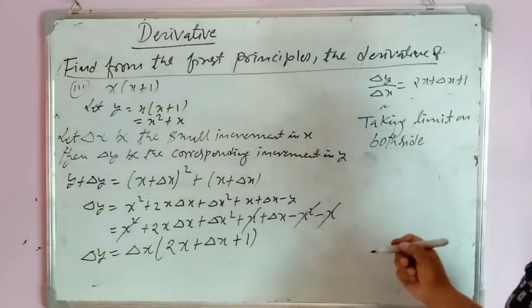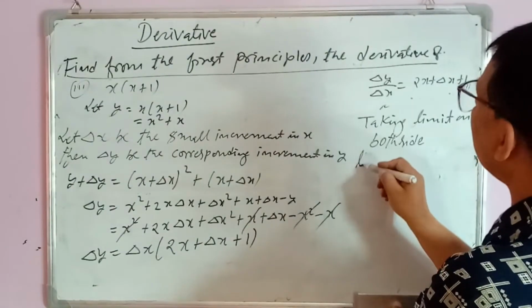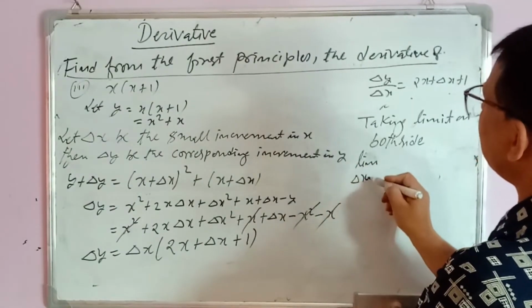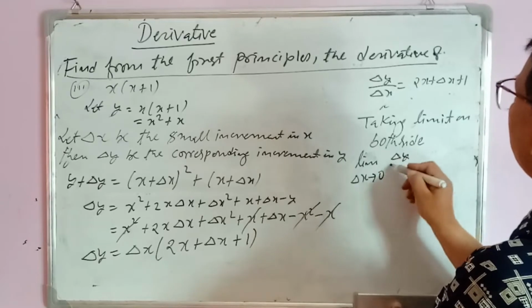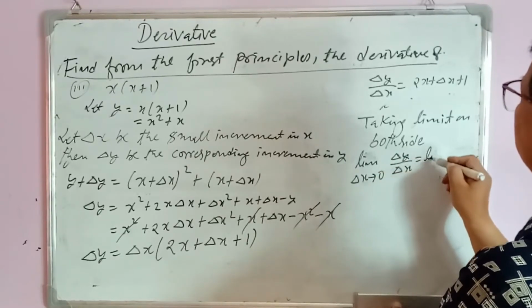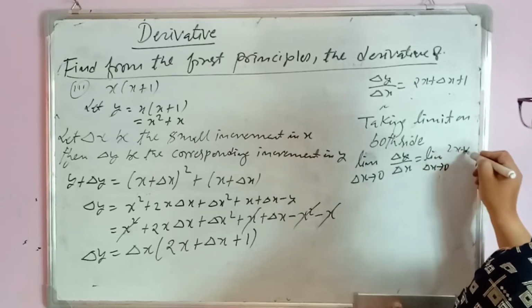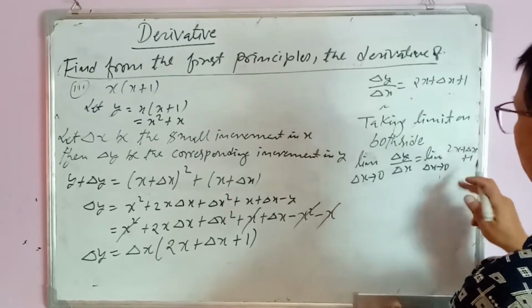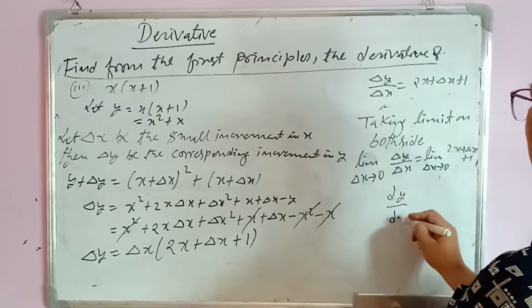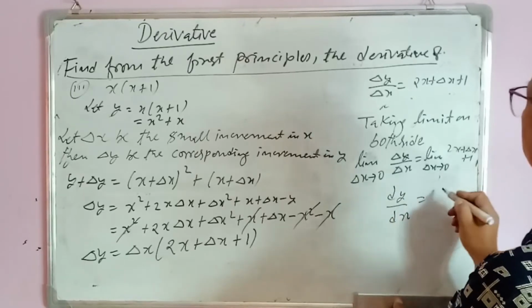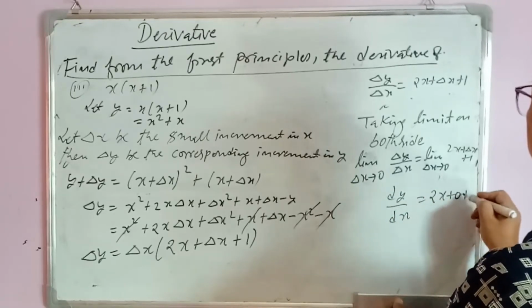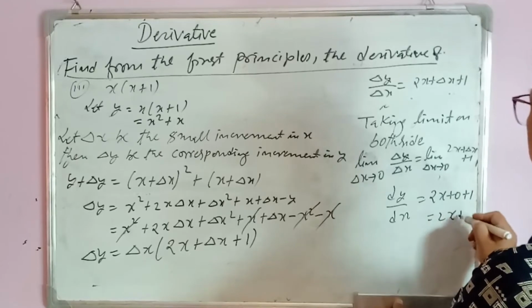Taking limit on both sides, limit delta x tends to 0, delta y by delta x equal to limit delta x tends to 0, 2x plus delta x plus 1. This means dy by dx. Now in place of delta x we will put 0, 2x plus 0 plus 1, that is 2x plus 1.